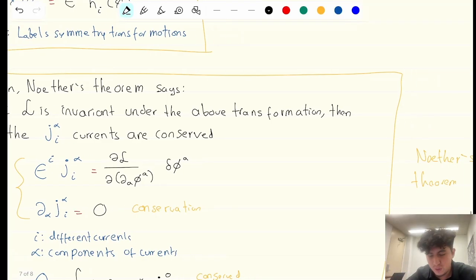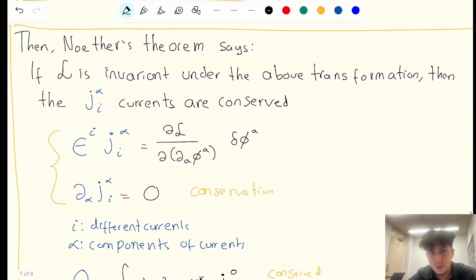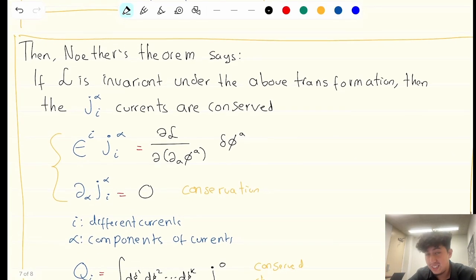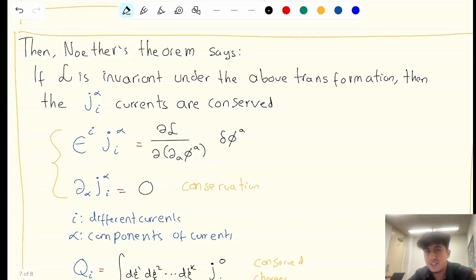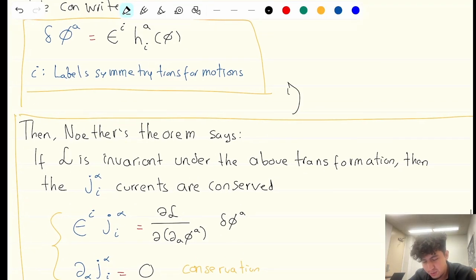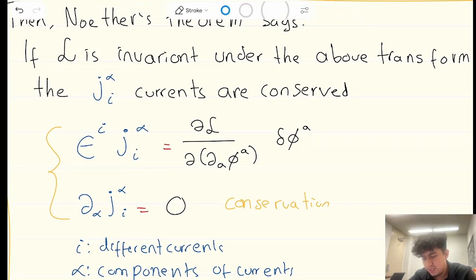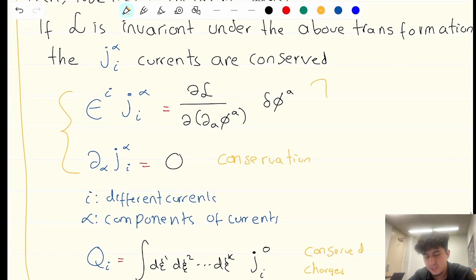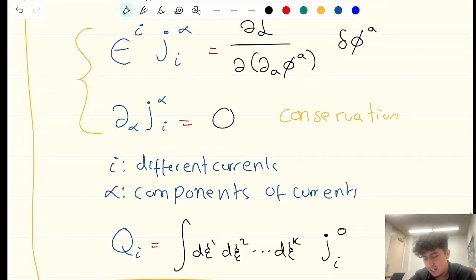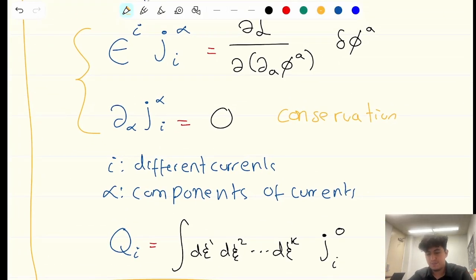Cool. Okay, then we can use Noether's theorem to say the following. This is the adult version of Noether's theorem, the one you're going to use over and over again throughout your life. If the Lagrangian density is left invariant under this transformation, then the currents are conserved. And the formula for the currents is going to be this. And conservation, or the continuity equation, is expressed in this form, just taking a partial and adding up different indices.